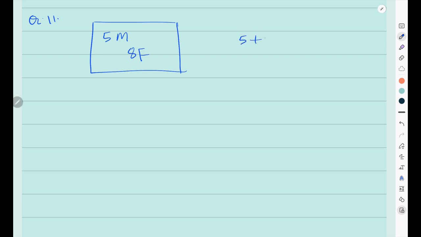So all the possibilities here are 13. The possibility of it being a male fish, how many male fishes are there? 5 out of all possible 13. So 5/13 is the probability of drawing a male fish.